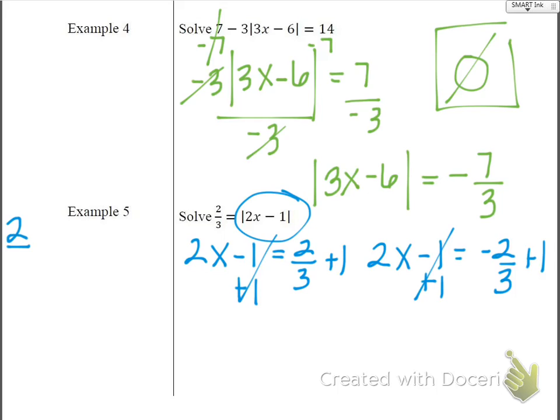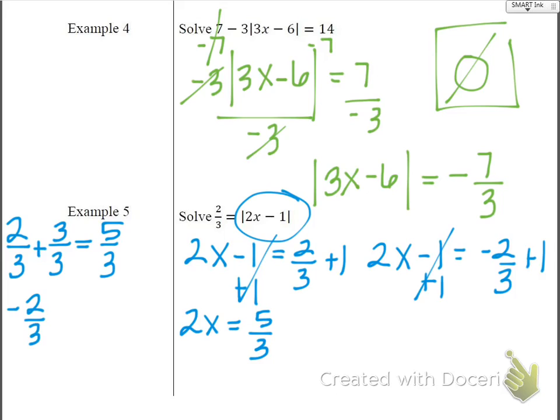I need to get these to have common denominators. 1 is the same as what over 3? 3 over 3. Right? 3 over 3 reduces to 1. So 2/3 plus 3 over 3 gives me 5 over 3. So this is going to be 2x equals 5 over 3. And then you're going to do the same thing with the other one, except this is negative 2/3 plus 3 over 3. So that gives me 1 over 3. Good. So this is 2x equals 1 over 3.